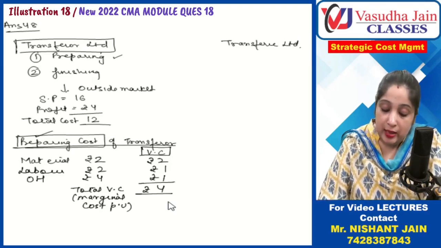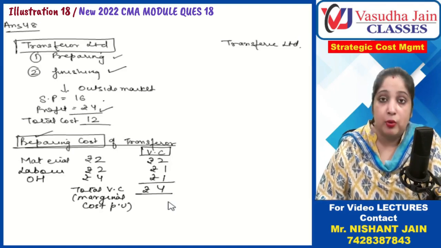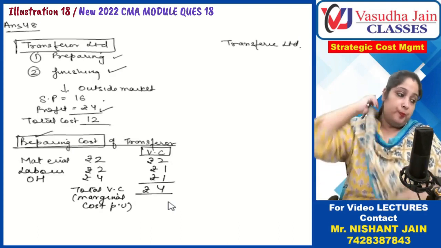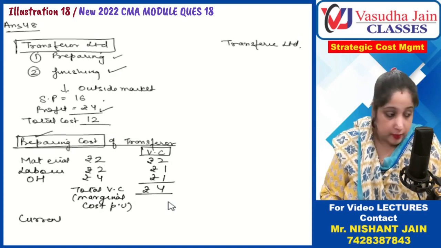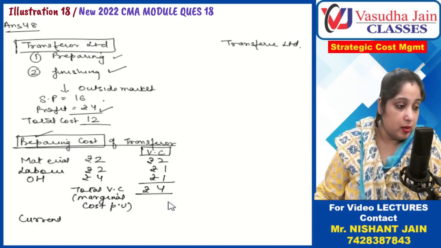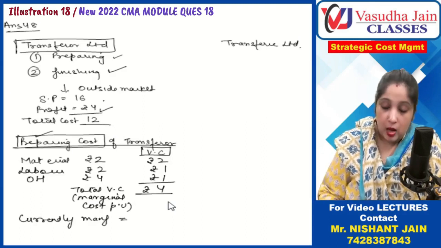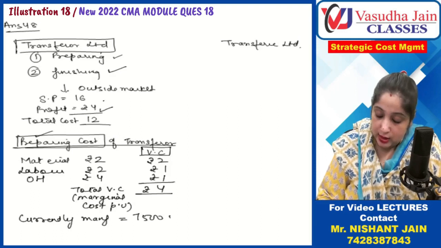When they have performed both the works, they sell the goods at 16 rupees to the outside market and make a profit of 4 rupees. So to them total cost is 12 rupees. So this we have computed. Now, transferor is currently manufacturing how much? After performing preparing and finishing work both, 7500 units, which represents 75% capacity.